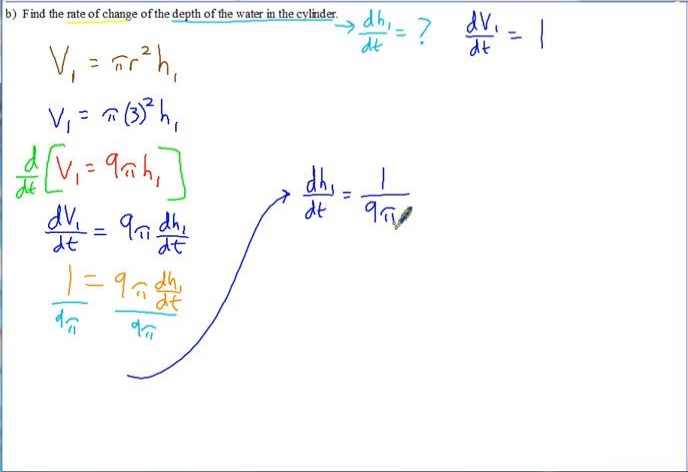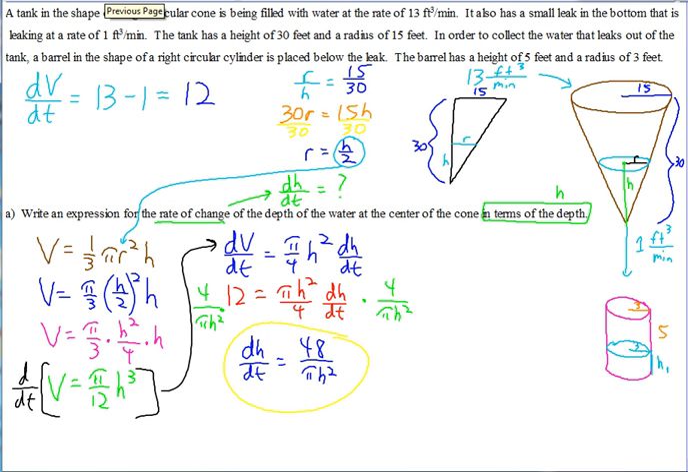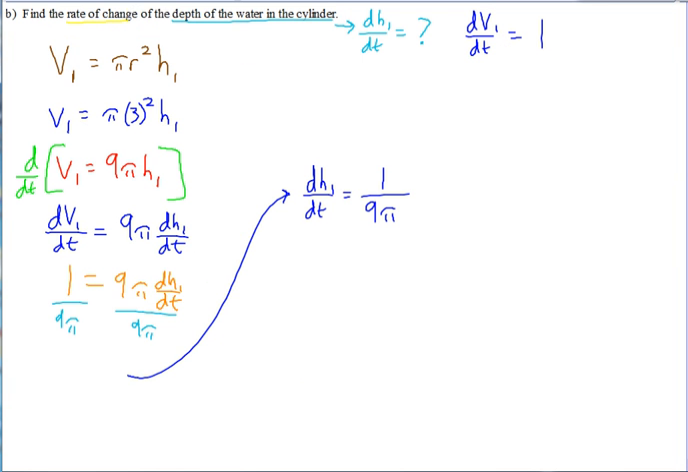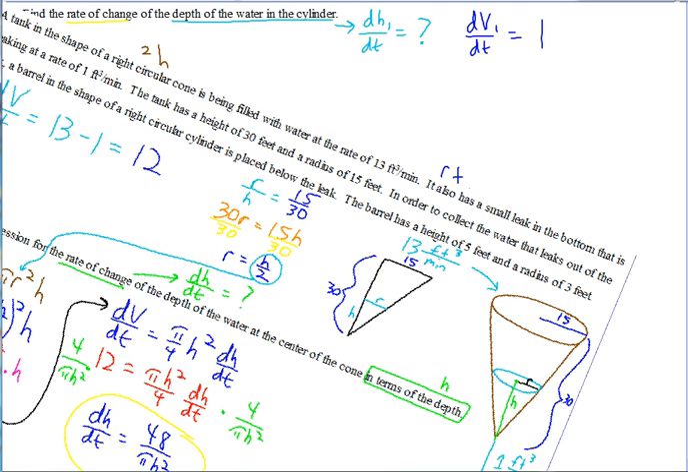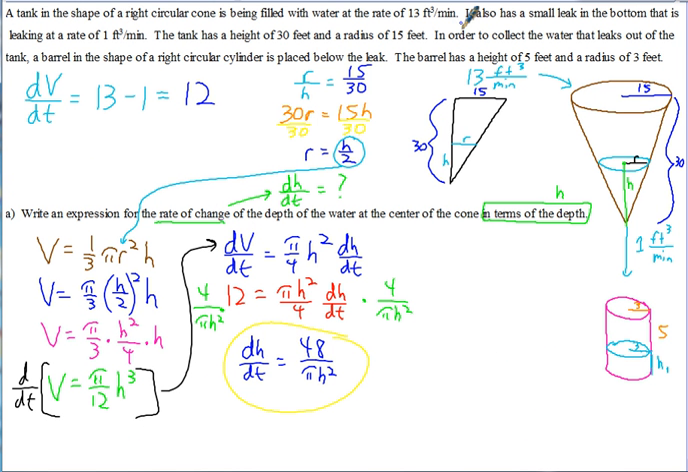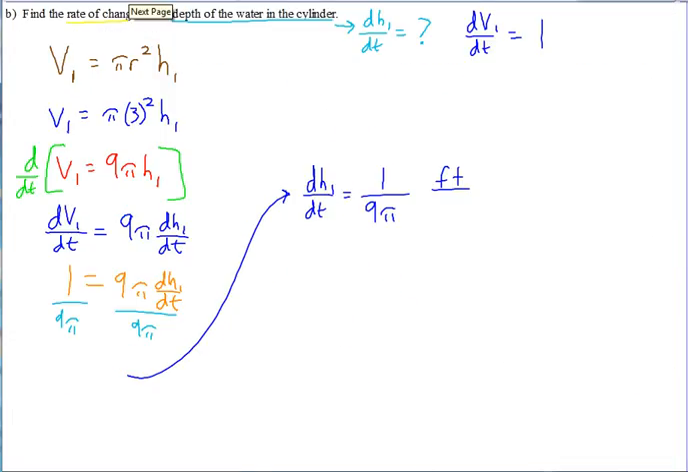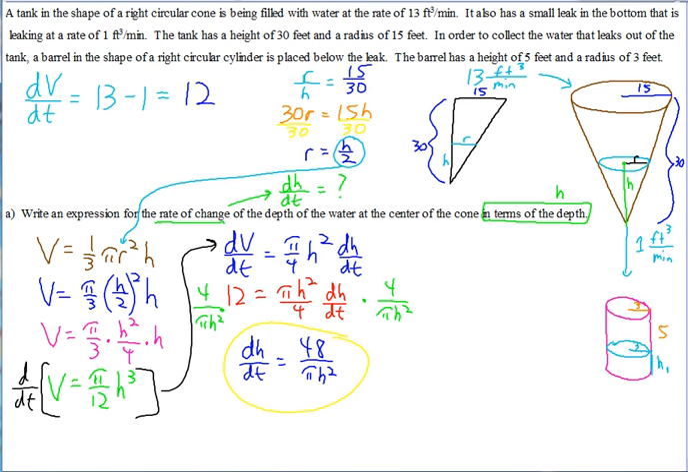And the units, well, you can see our volumes are in feet cubed, so height would just be one-dimensional feet. And the rates are in feet cubed per minute, so the units for time are minutes. You can see we got a positive answer here. Let's see if that makes sense. That means the height of the water in the cylinder is increasing, and it is because it's going into the cylinder at 1 cubic foot per minute.